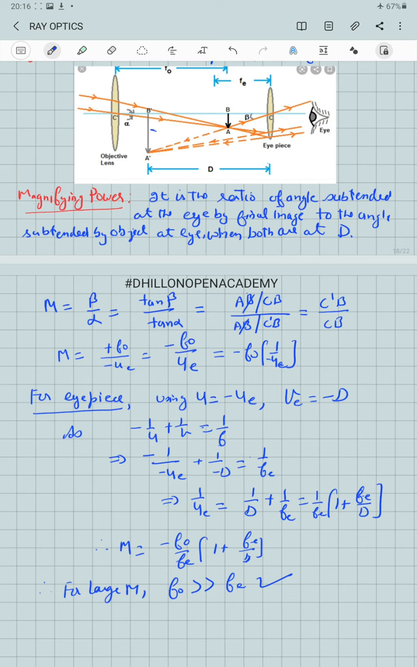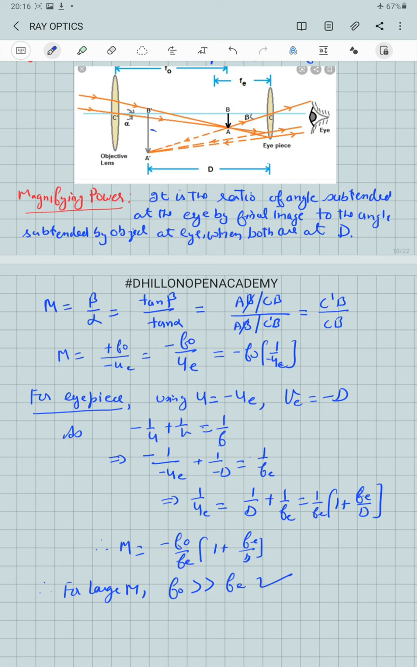C dash B is the distance of the image formed by the objective lens, which is equal to plus f naught. CB is the distance of the image AB from the optical center C of the eyepiece, which is equal to minus UE. So the equation for magnifying power is minus f naught into 1 by UE.